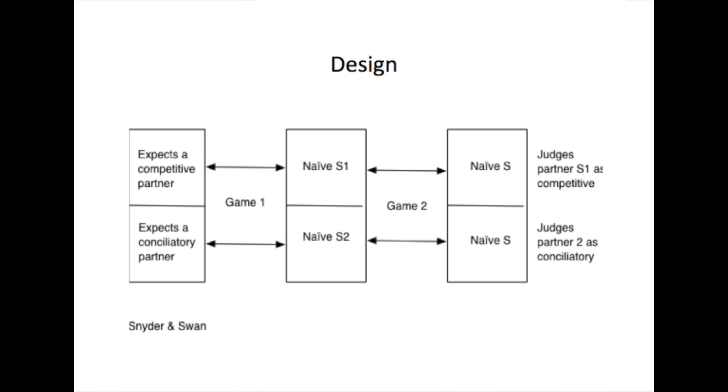They used an experimental game, let's say a computer game, between two people. This game could be played aggressively, competitively, or it could be played more peacefully, let's say in a conciliatory way. So we had in total three generations of people.